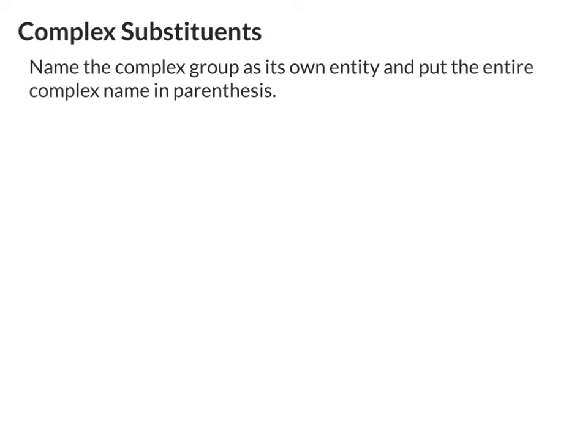The last piece to nomenclature that we're going to talk about right now is complex substituents. What this means is it's going to be a group coming off of the parent chain that we can't name using anything we've learned so far. We can't break it down into some simple substituent group. If it's more complex than one of our simple groups, we're going to name it as a complex substituent. We kind of name it as its own entity, and that name of the complex group will go in parentheses.